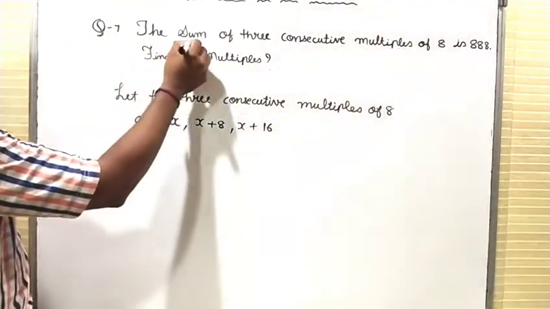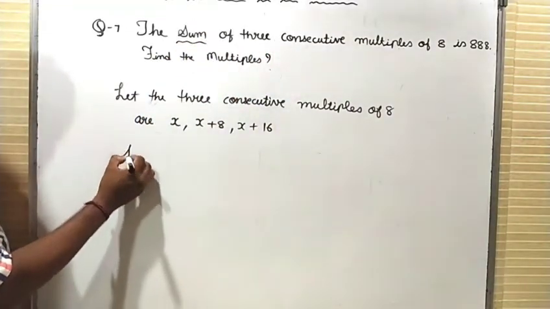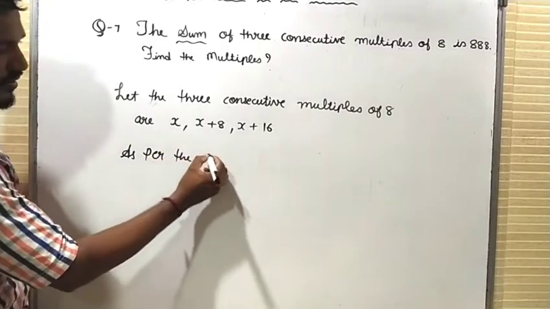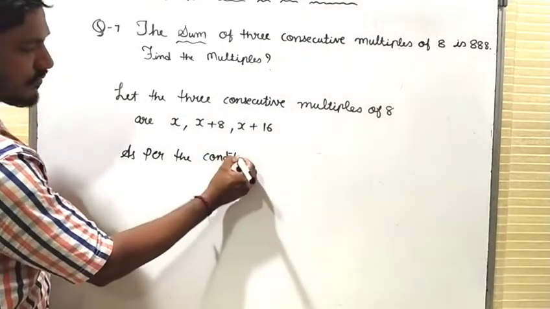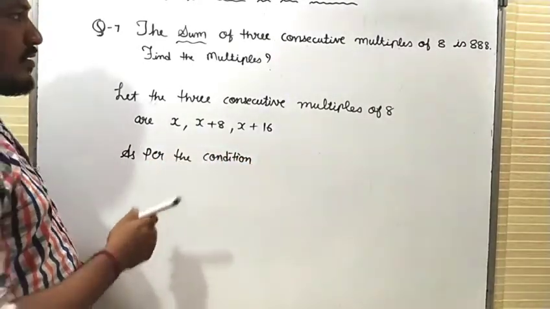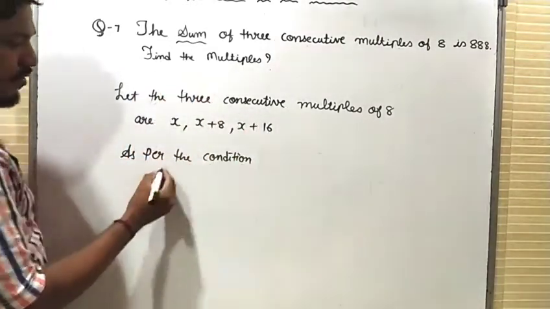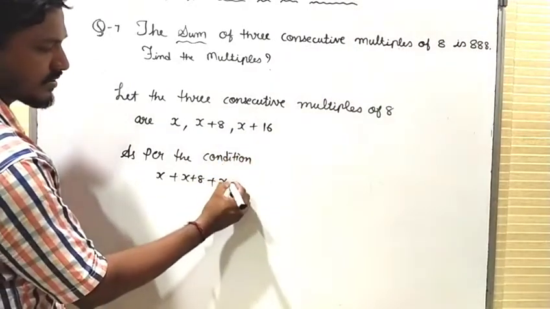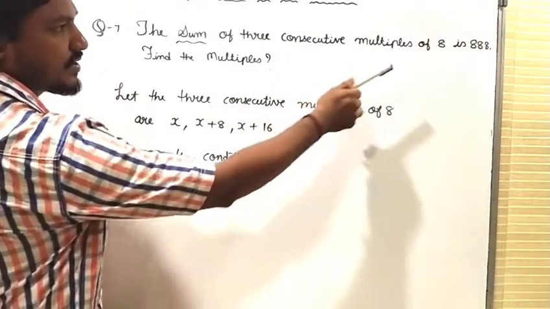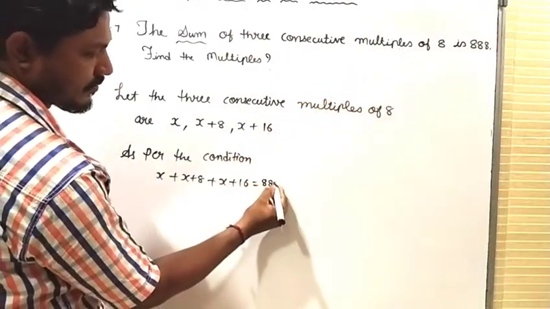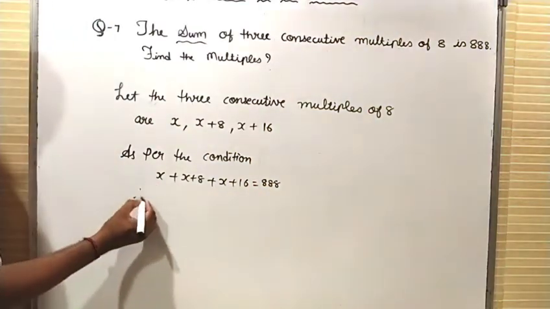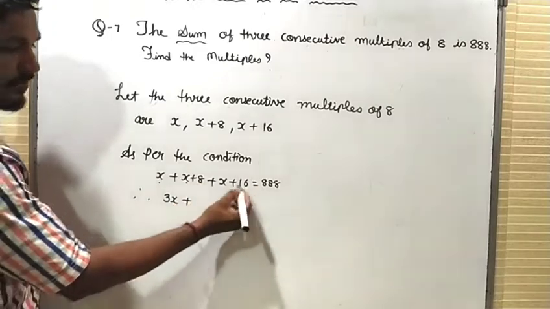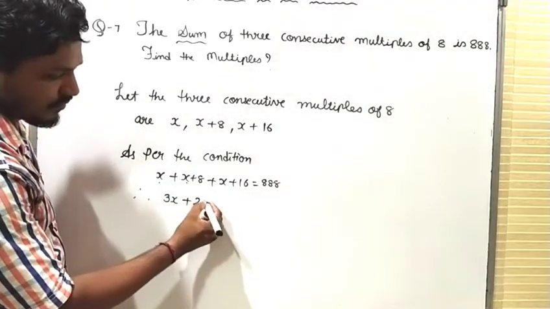Now sum. As per the condition, we need to do the sum of it. x plus x plus 8 plus x plus 16, which gives 888. Now add it. Therefore x plus x plus x gives 3x, 8 plus 16 gives 24.